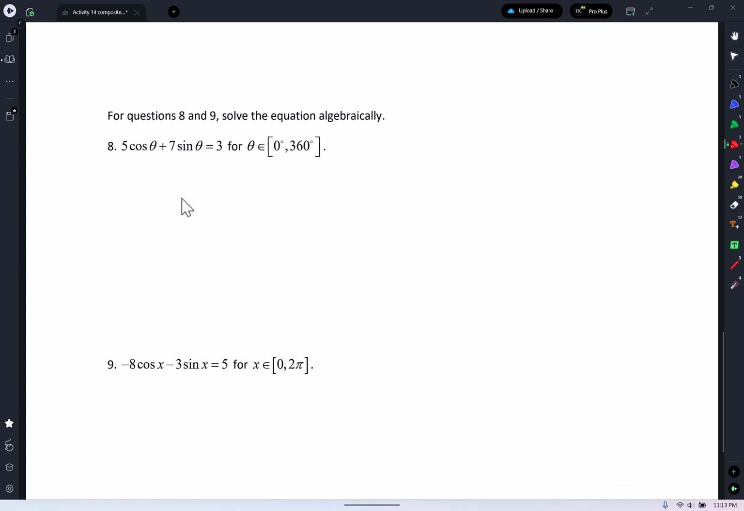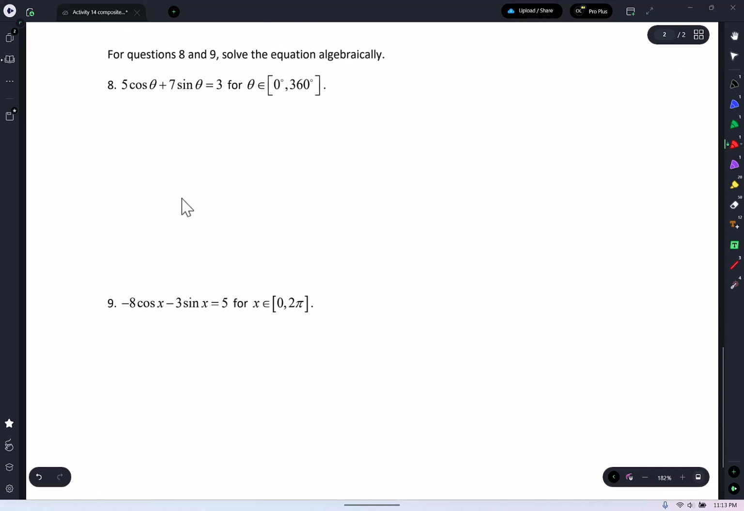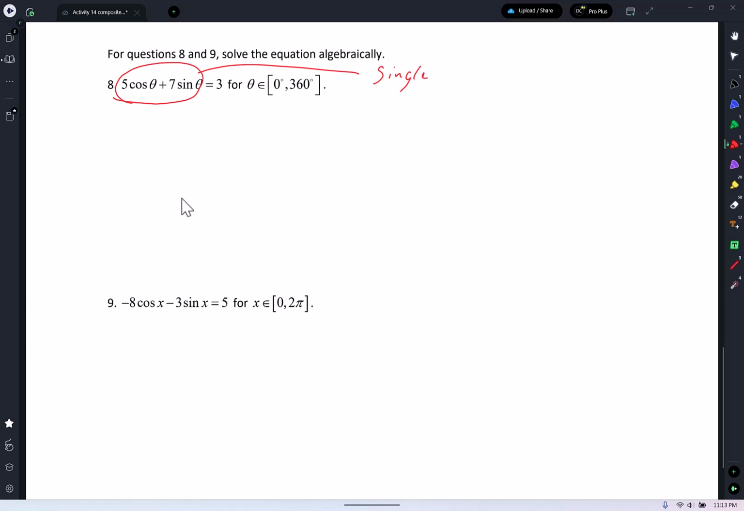Let's see. Number 8 and number 9, that's just what we did a little while ago, algebraically. I'm already in degree mode, guys, so I'm just going to do number 8 and then let you guys do number 9. So again, it wants you to solve algebraically. You can't do it the way it looks right now. You need a single cosine with a phase displacement, or sine if you know how to do it with sine, but cosine's better. Single cosine with phase displacement.